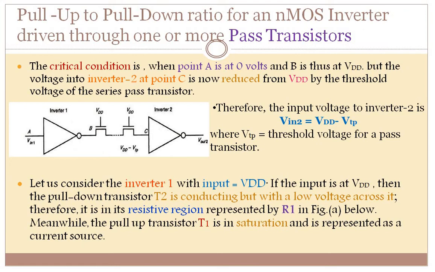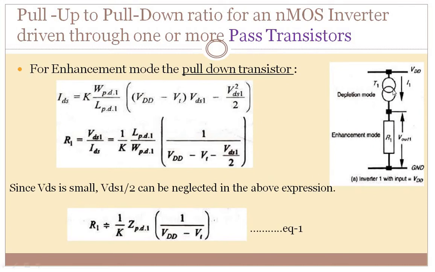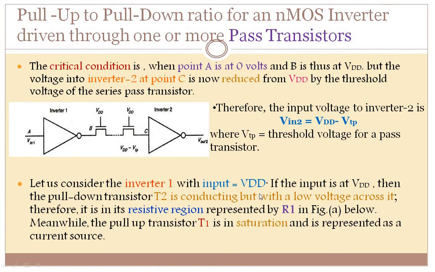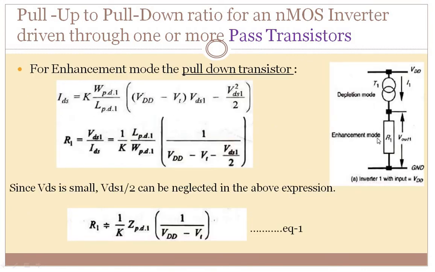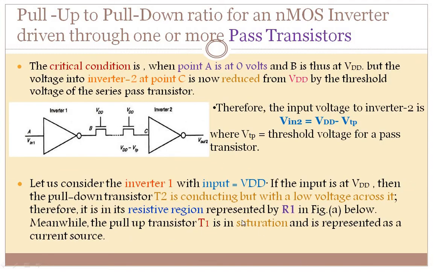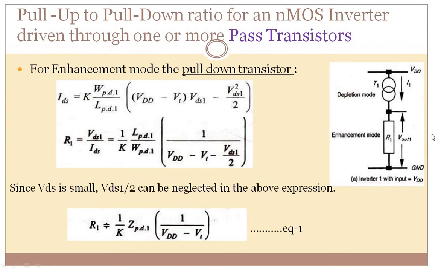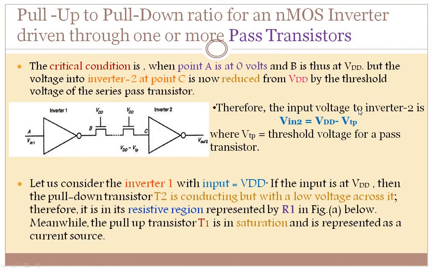Whenever T2 is in the resistive region, of course transistor T1 will be in the saturation region, and that is represented as the current source. See, this is the current source. T2 is conducting, so T1 is in the saturation region, and T2 is in enhancement mode. This is the resistor RL. This is the pull up transistor, in depletion mode, in the saturation region, represented as the current source. You have to draw the figure in such a way that transistor T1 is represented as a current source and transistor T2 is represented as a load resistor.